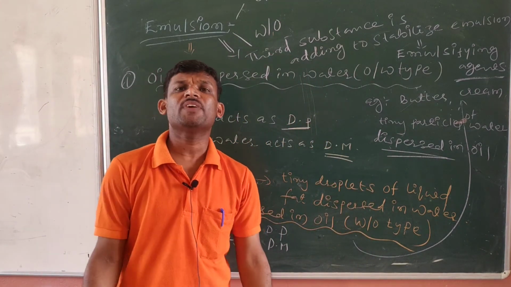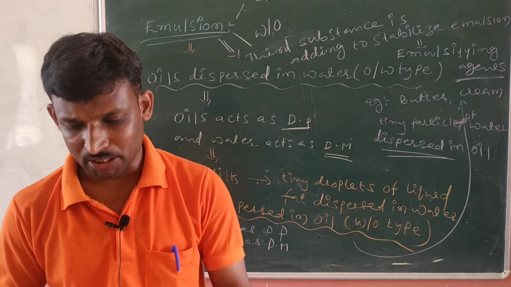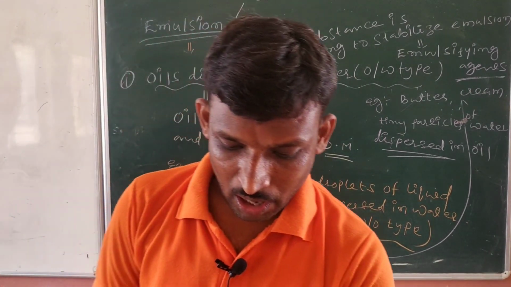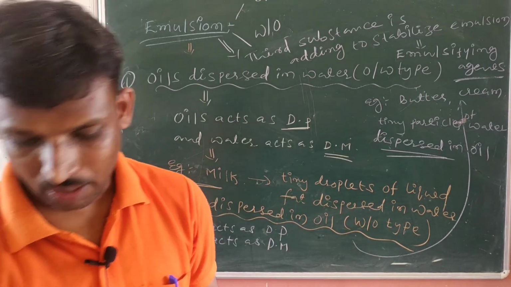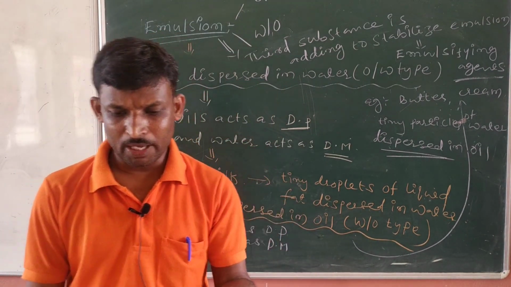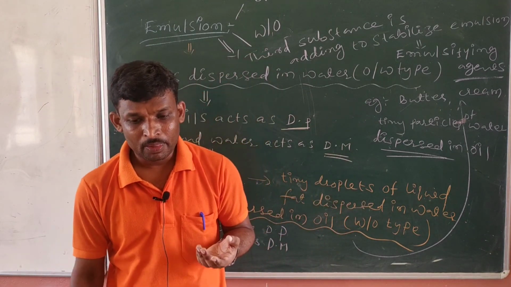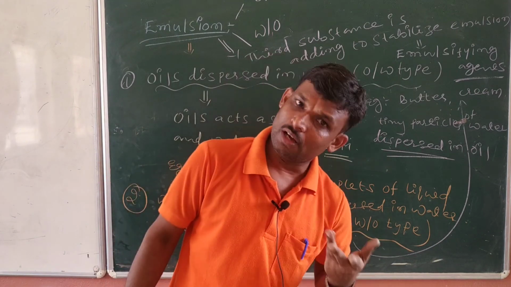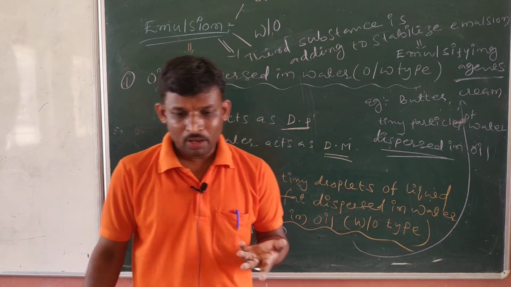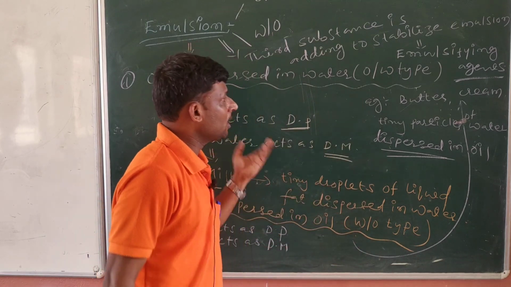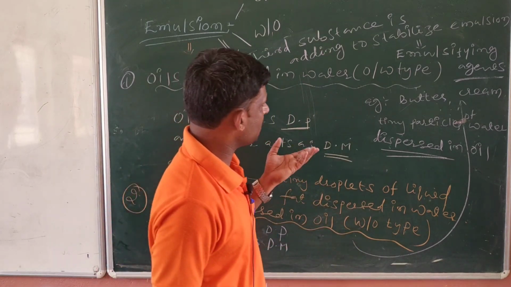Generally, emulsifying agents or emulsifiers are some particular ions and lyophilic substances. Simply put, soap and synthetic detergents. We may also call them hydrophilic colloids: protein, gum, agar. These are the emulsifying agents or emulsifiers we generally use.